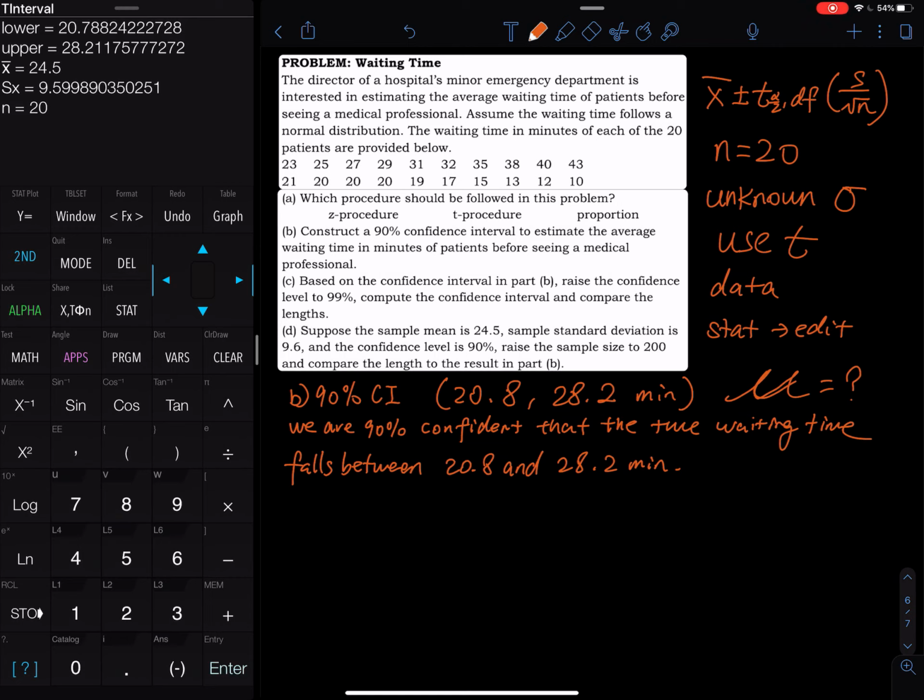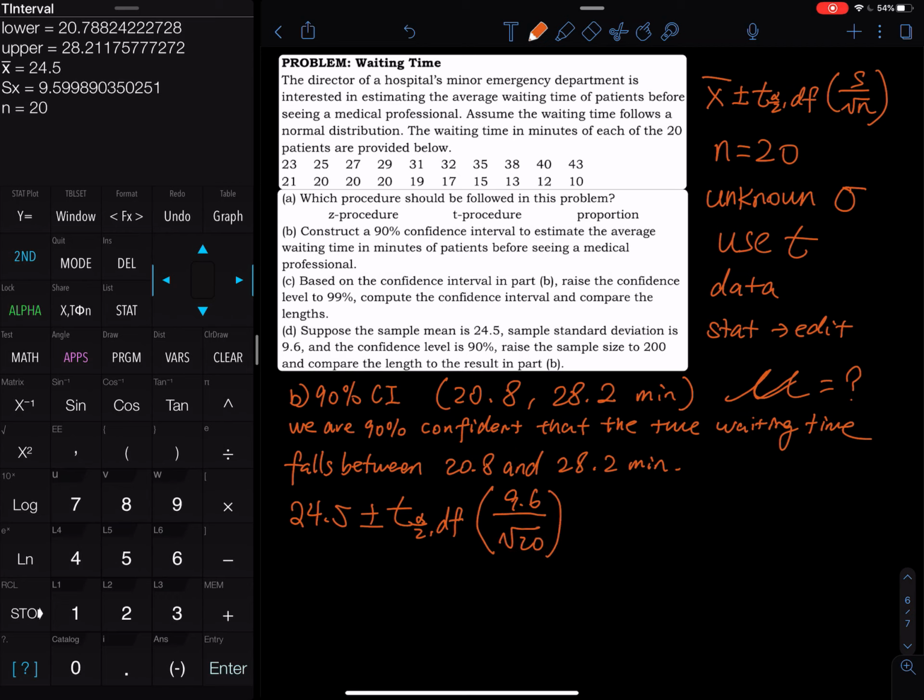For some problems in a book or on the exam, your instructor might want you to break this down step by step. That means you have to learn how to plug numbers into the formula. Starting with the x bar, look at your calculator, you have the x bar, right? That is 24.5 plus or minus a T with alpha divided by 2 and the degrees of freedom, and then you have an S, so that is 9.6 divided by the square root of 20.